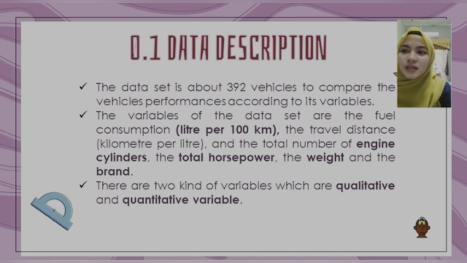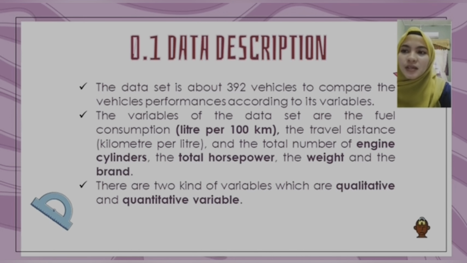Data description. The data set is about 392 vehicles, used to compare the vehicles' performance according to its variables. The variables of the data set are the fuel consumption in liters per 100 km, the travel distance in kilometers per liter, the total number of engine cylinders, the total horsepower, and the weight of the brand. There are two kinds of variables, which are qualitative and quantitative variables.